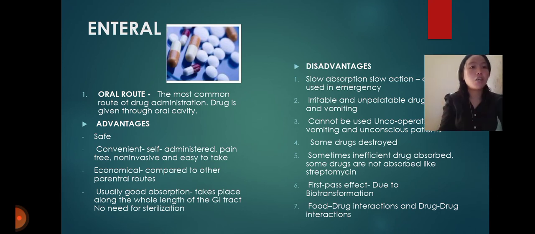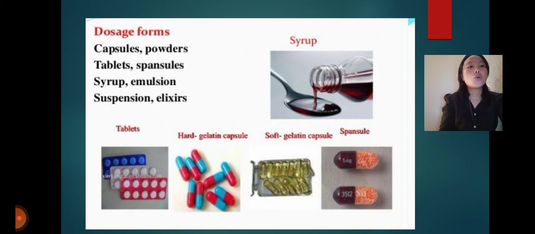Syempre, lahi man gyud ang sitwasyon. So, naa other route para sa mga patient ngani. So, naa siya mga disadvantages sa oral route. So, naa siya mga examples nga mga medicines para sa oral route. So, examples is capsules, powders, tablets, spansules, syrups, emulsions, suspensions, and elixirs. So, mao ni ang mga oral route nga medicine, mga capsule, tablets, hard gelatin capsule or soft gelatin capsule.